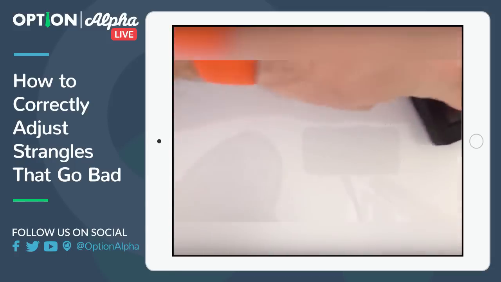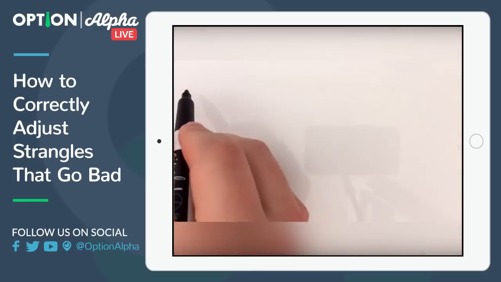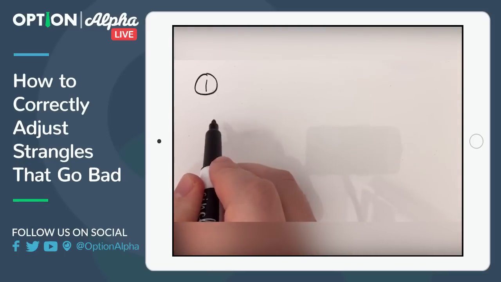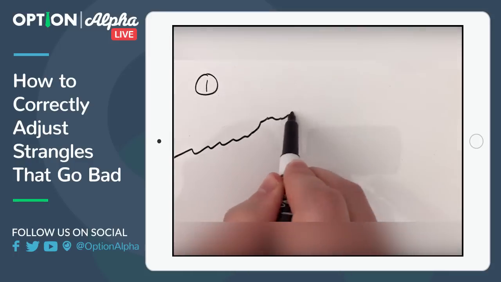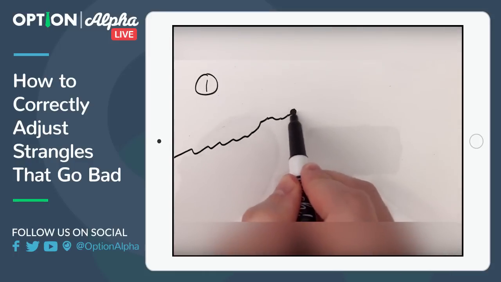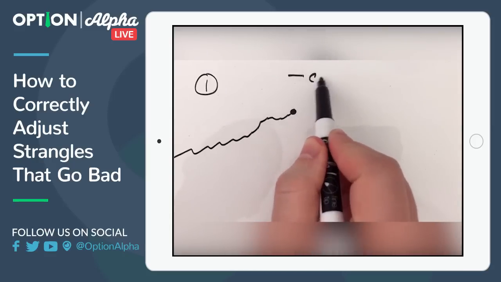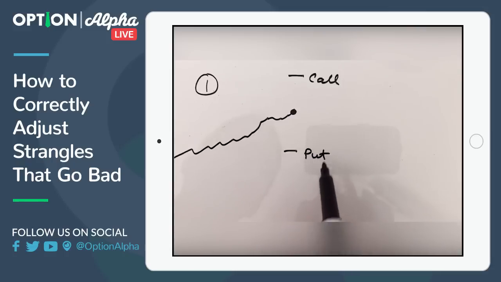So here's the thing. When you do a strangle, I want to talk in two stages, really. The first thing that we're going to talk about is just logistically how it looks when you're actually trading the stock. So here's the stock, and the stock is moving. Let's say at this point right here, you enter into a strangle. So you sell a call option that's above the market, and you sell a put option that's below the market.